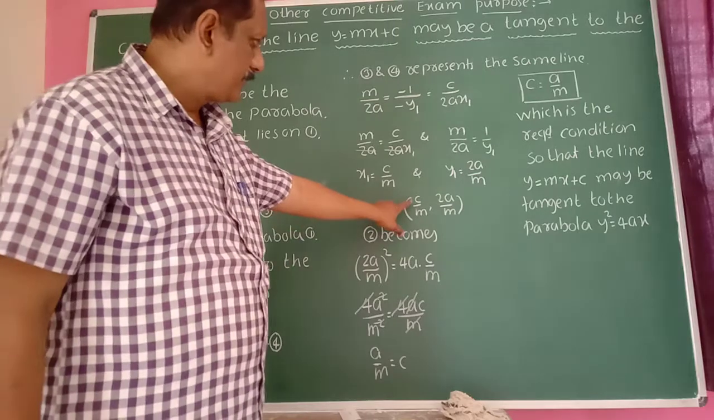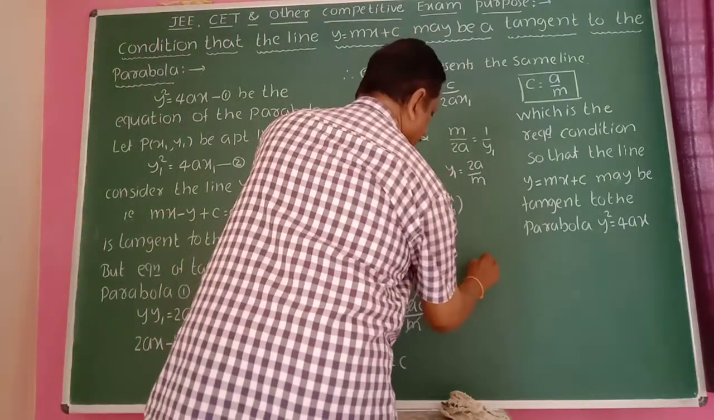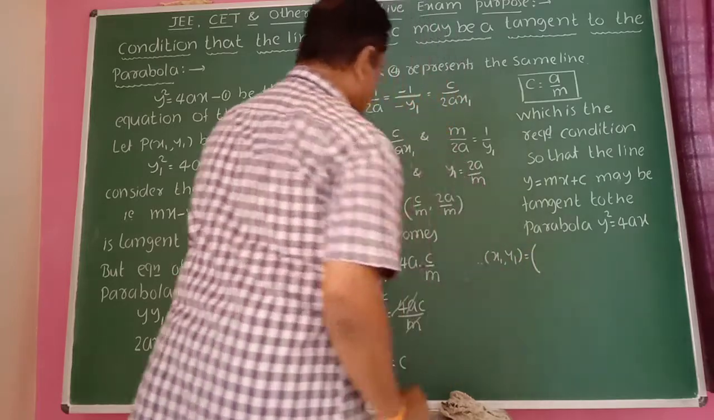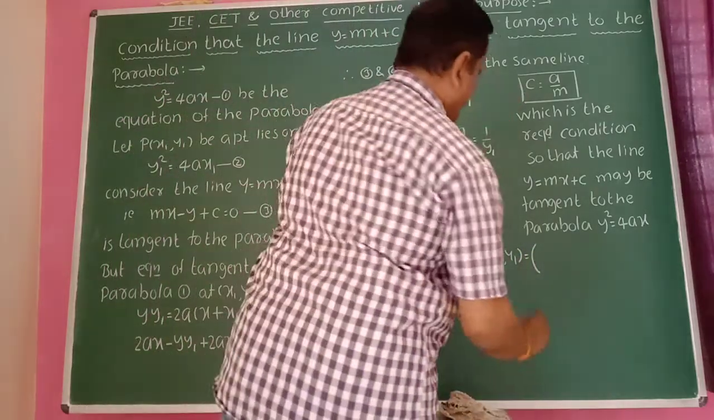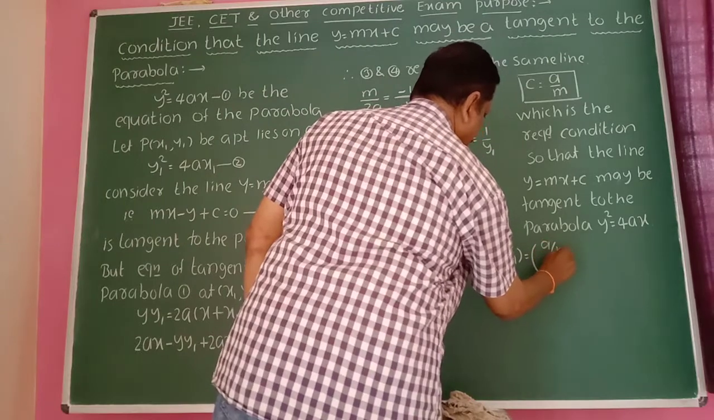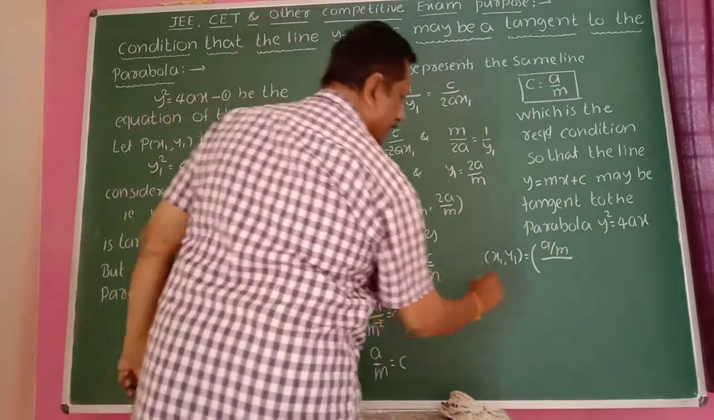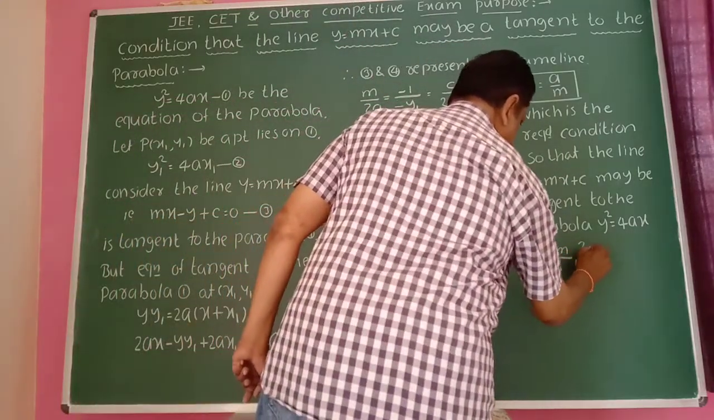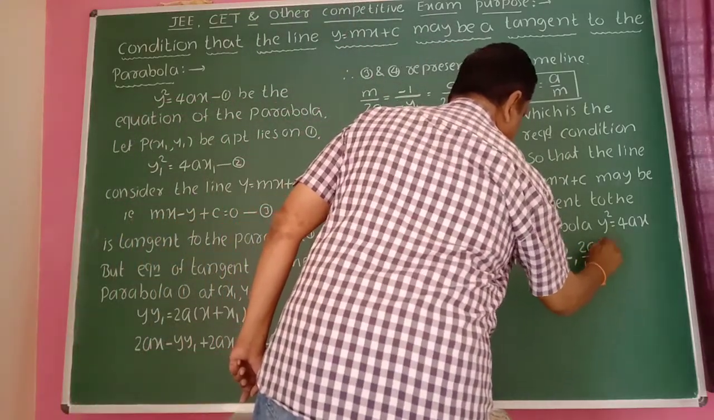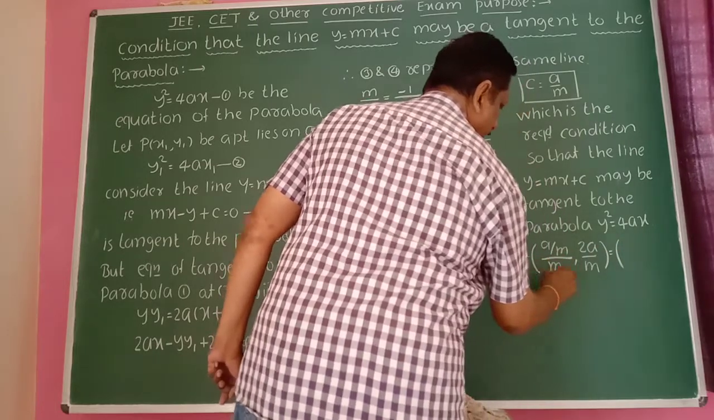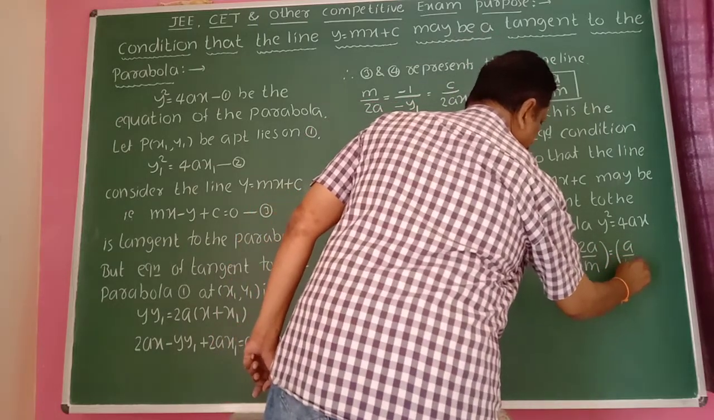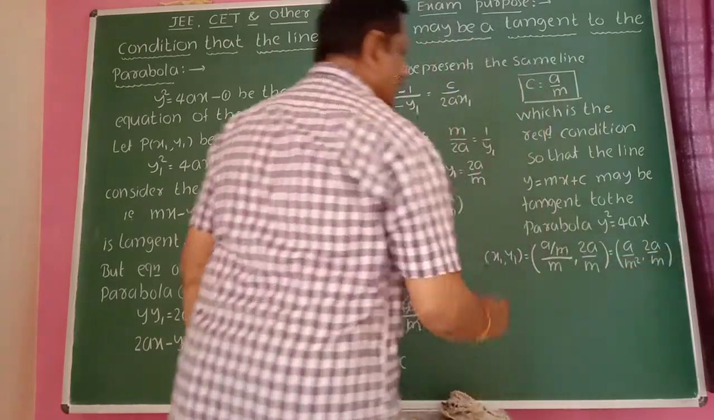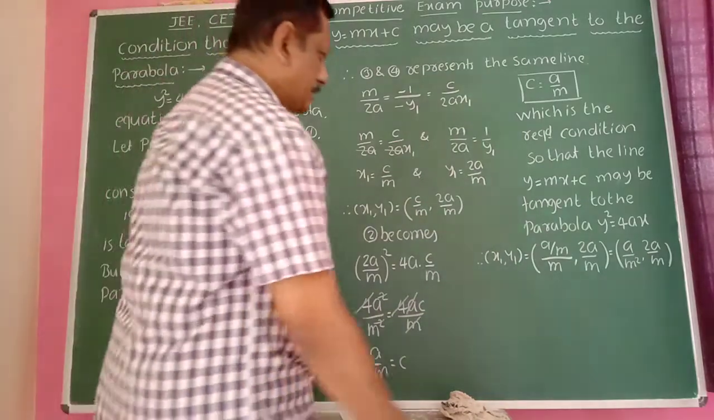So replace here. Therefore, x1 comma y1 is equal to c, which is a upon m, a by m divided by this m, comma 2a divided by m, is equal to m into m becomes m square, a divided by m square, comma 2a divided by m here. So this is the point of contact here.